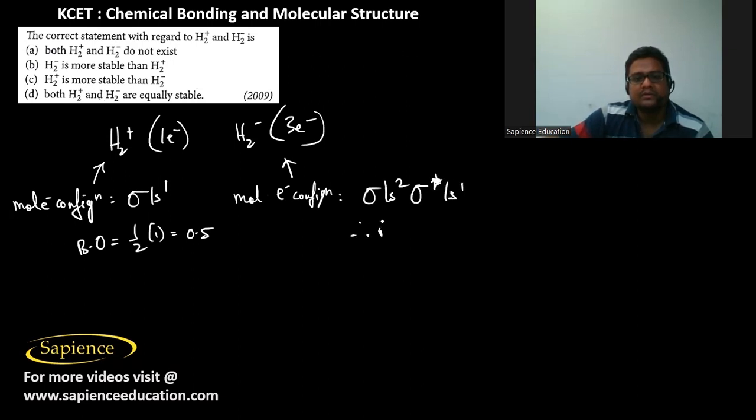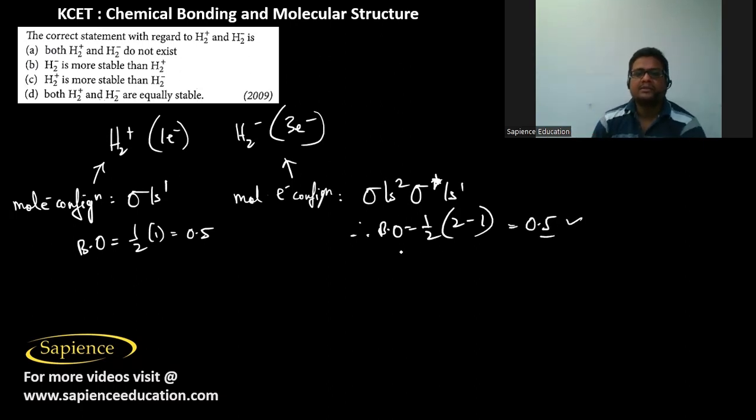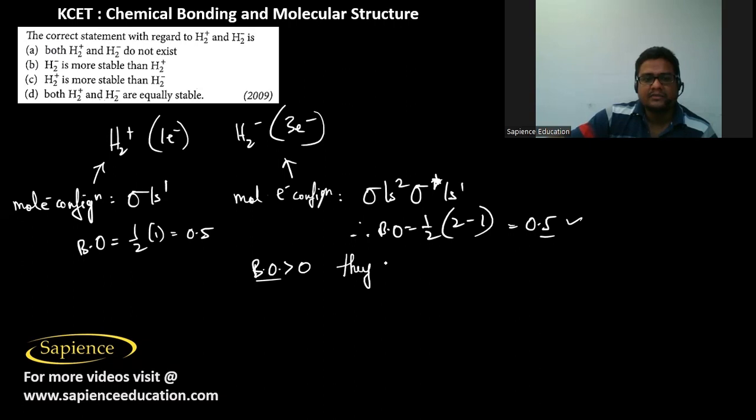So therefore here also the bond order will be half of 2 minus 1, means the number of bonding electrons minus the number of anti-bonding electrons. So that is also half, which is 0.5. So it means their bond order is same, and since both have bond order greater than 0, so they can exist.